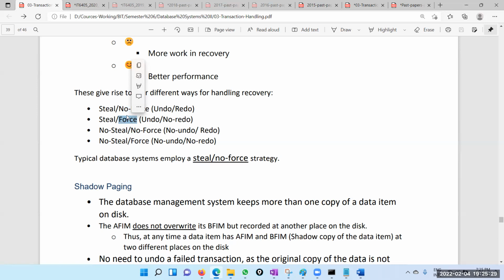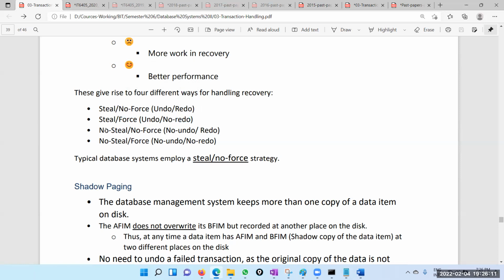I think this wording is wrong. Steal, force. Yes, because we are doing the stealing, those things we have to undo. Because we are stealing, that is, before committing, sometimes we flush it. So therefore, those things we have to undo. But whenever commit happens, immediately we write it. So therefore, you don't have to redo. If it is committed, it is in the files.